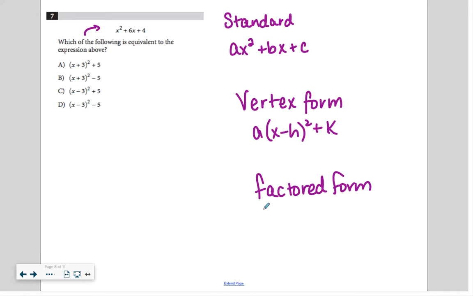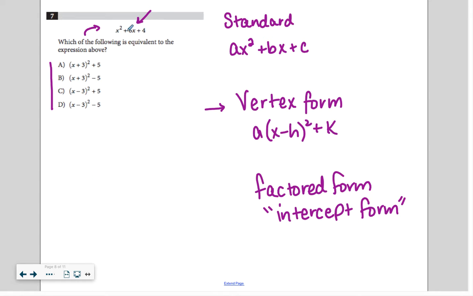Factored form is normally called intercept form because it gives us the x intercepts. I call it factored form so that you remember what you're trying to do. So in looking at this question, it's just saying, how can I write this in a different form? So looking at the answers can help me here. Looking at the answers, I can see they want it in vertex form. All right, so since we're here, let's talk about that. There's 2 ways you could get this into vertex form.